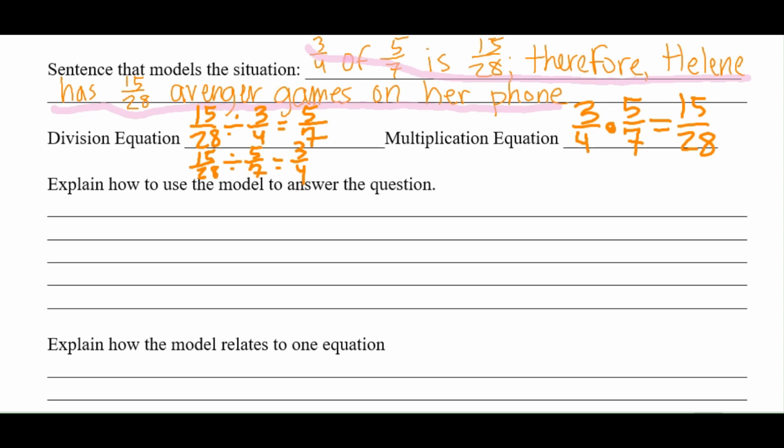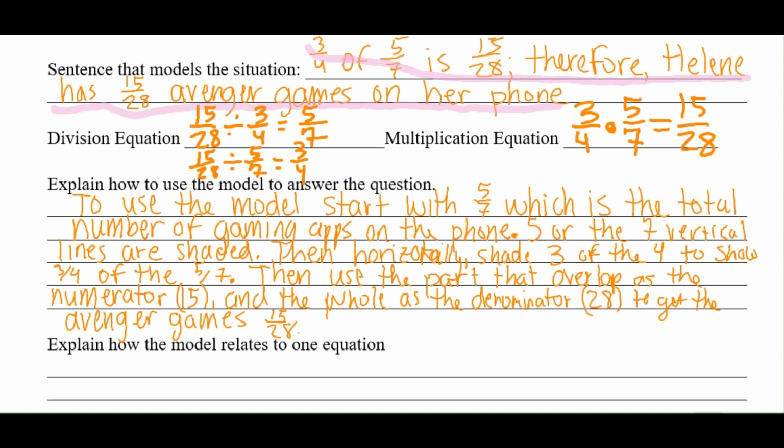So explain how to use the model to answer the question. That is the second part that we want to address. You have to make sure you connect it to the question and the model. So to use the model, start with 5/7, which is the total number of gaming apps on the phone. 5 of the 7 vertical lines are shaded. Then horizontally shade 3 of the 4 to show 3/4 of the 5/7 that you had shaded.